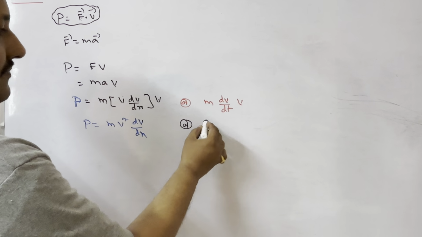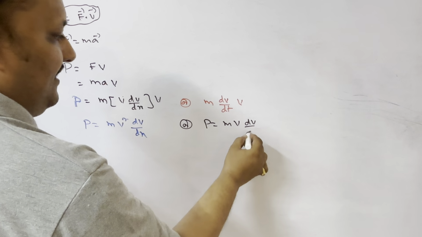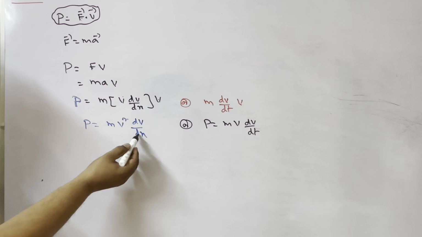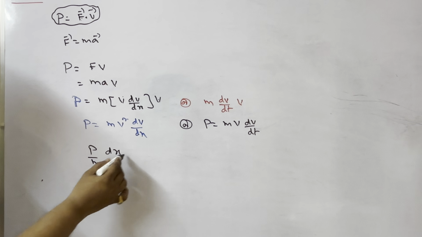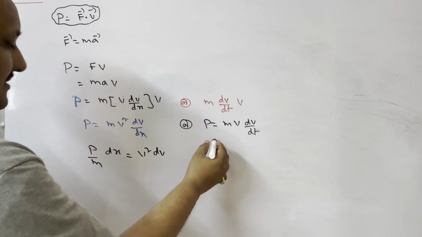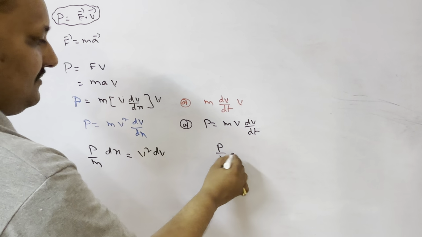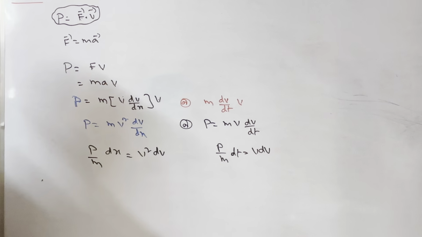So power is equal to m v dv by dt. You can bring this dx to the left side. So p dx divided by m is equal to v square dv. In this, p by m into dt is equal to v dv.